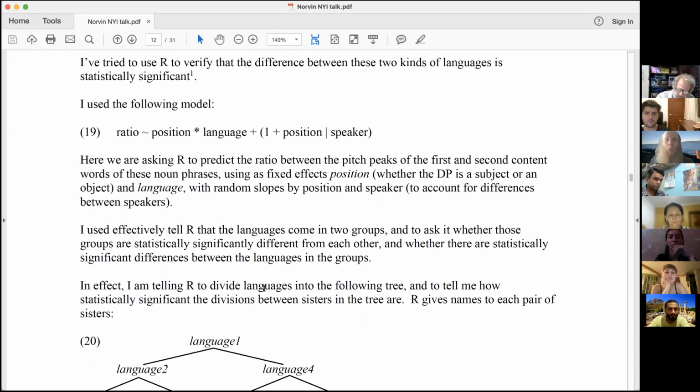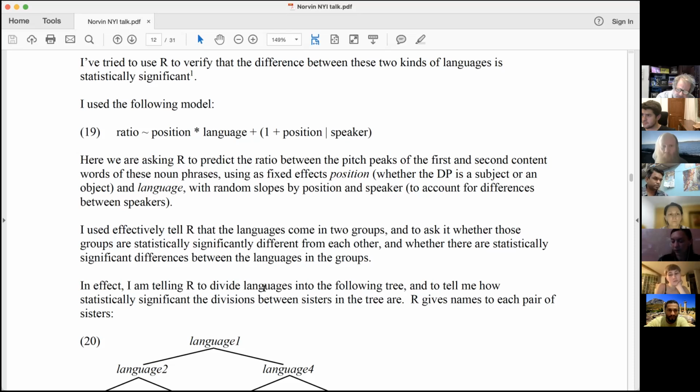Now, I have tried to use R to verify that the difference between these two groups of languages is statistically significant. And I have to say try. I only have a cargo cult understanding of R, but I'm deeply thankful to Adam Albright for holding my hand and helping me figure out how to do what I'm about to show you. So I used the model in 19, which involves asking R to predict the ratio between the pitch peaks of the first and second content words, using as fixed effects the position, that is whether the noun phrase is a subject or an object, and the language. There's much more to say about that, with random slopes by position and speaker.